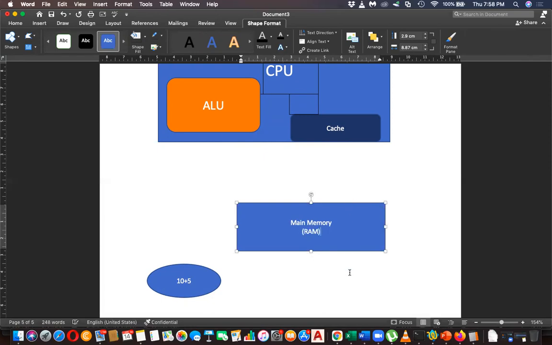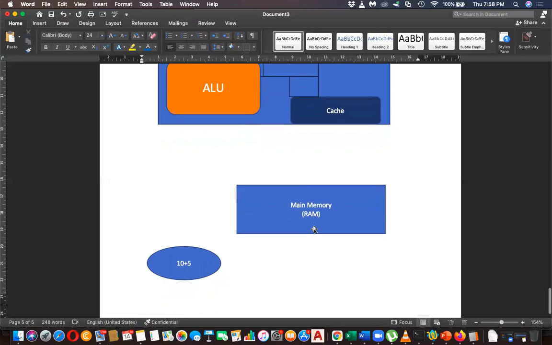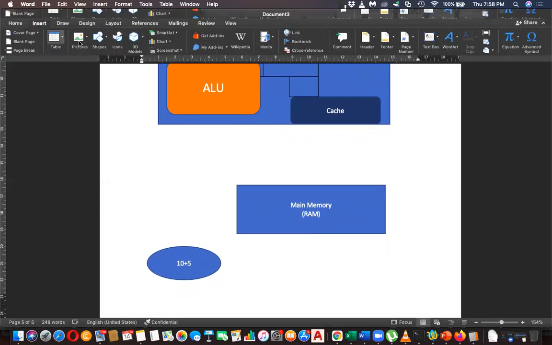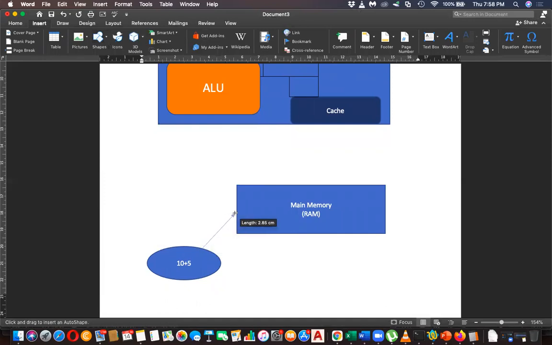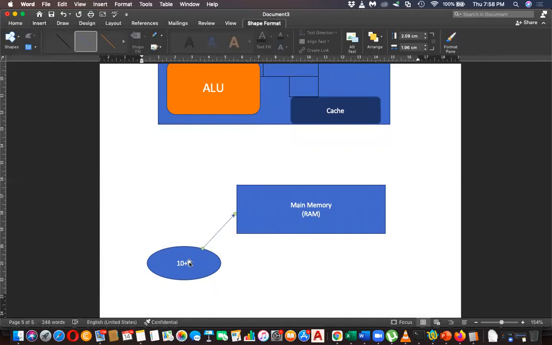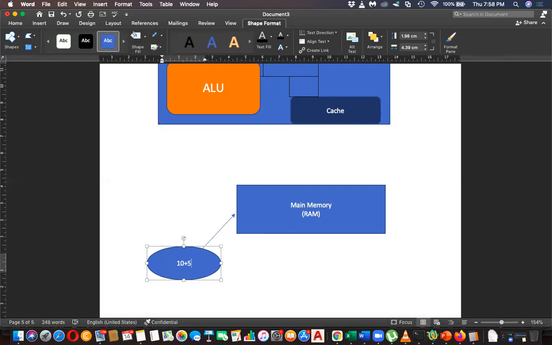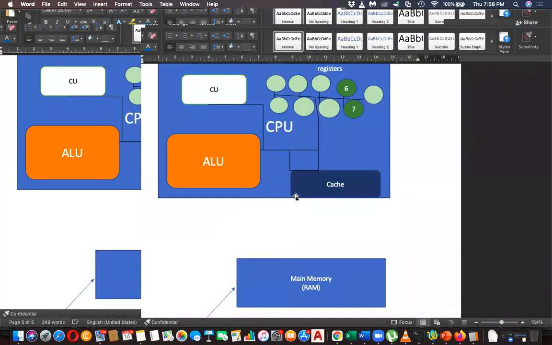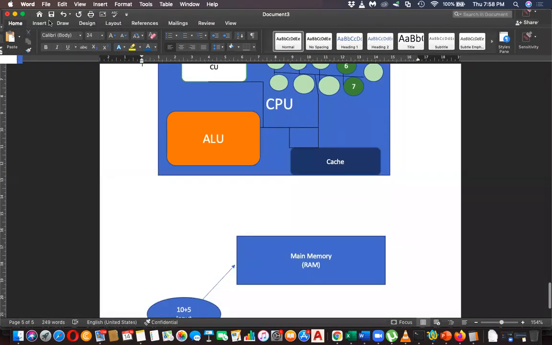Is it the RAM, sir? Yeah, main memory means RAM. When you input this, it will first go to your main memory, RAM. You can input through the keyboard and it will go to your main memory. Main memory will then send it on.